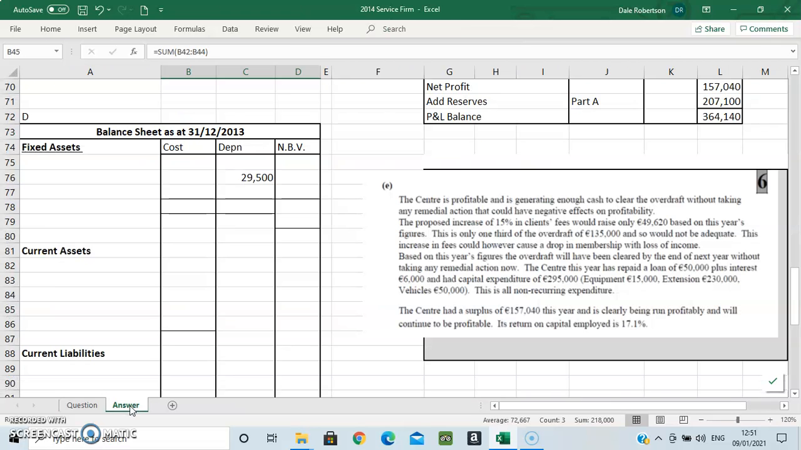So the answer is going to refer to that, and it's going to say the centre is profitable, profit of 157,000, and has generated enough cash to clear the overdraft without taking any remedial action. In other words, without putting up the prices. This 15% increase in clients' fees will only raise 49,000. But of course, based on this year's figures, the overdraft would have been cleared next year without taking any remedial action. The centre has repaid the loan, it has capital expenditure of this significant amount, all non-recurring expenditure. That's the key point here.